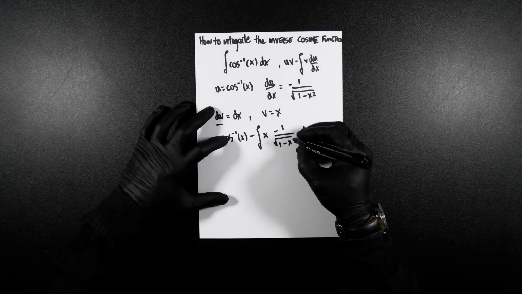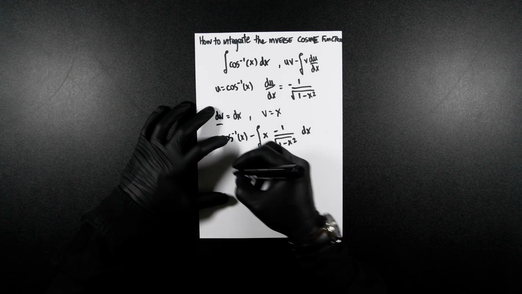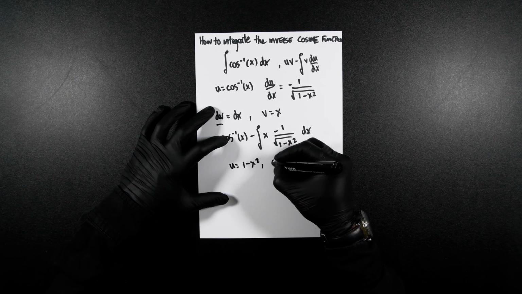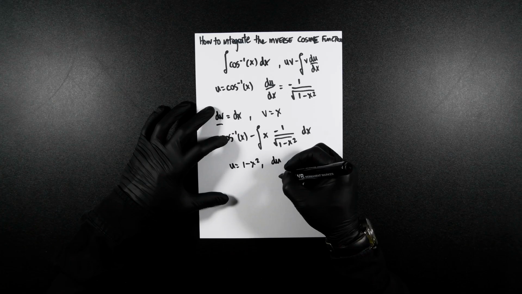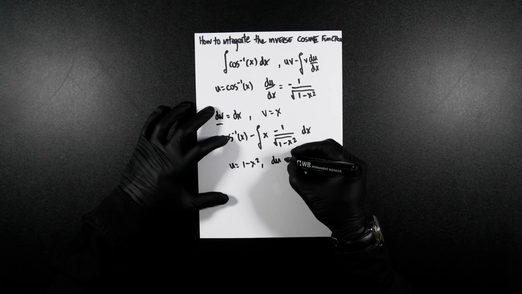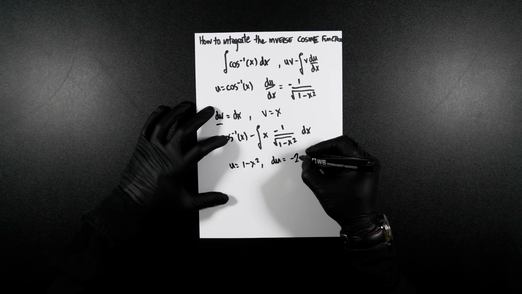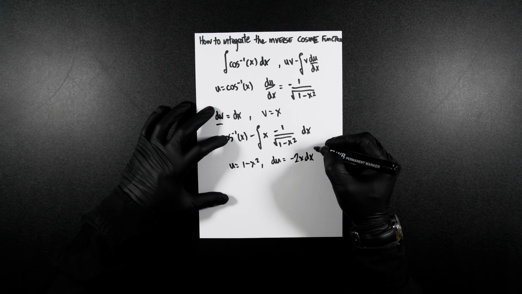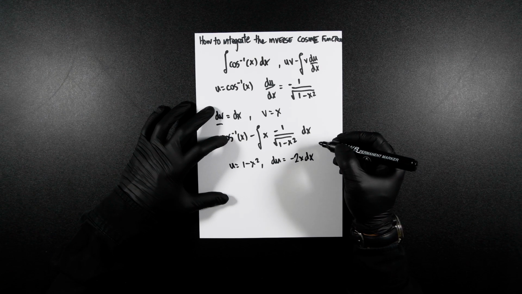So let's let 1 minus x squared equal u. And that means du/dx is going to be minus 2x. But we can make du equal minus 2x dx. I've just pulled the dx to the other side, which is pretty straightforward.